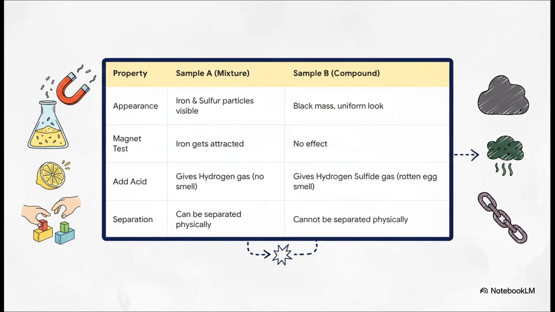Adding acid. The mixture gives a gas with no smell, but the compound gives a gas with that horrible rotten egg smell. And finally, separation. You can separate the mixture physically, but you just can't do that with a compound. This table is the key to getting full marks on this topic.